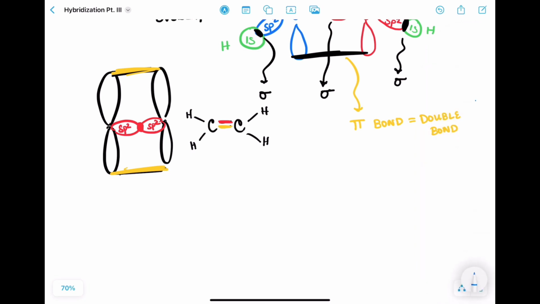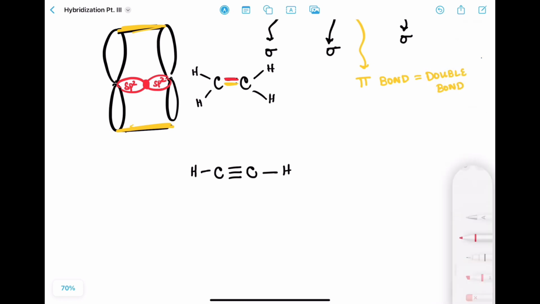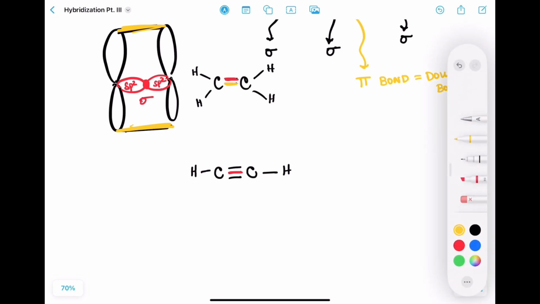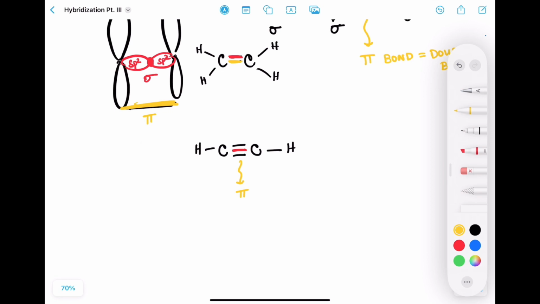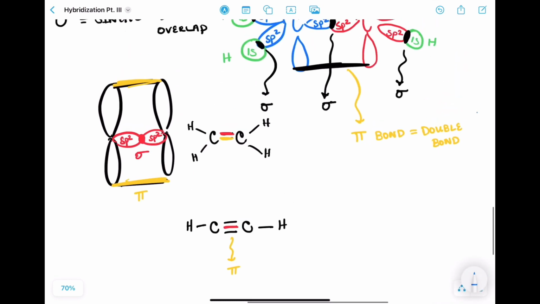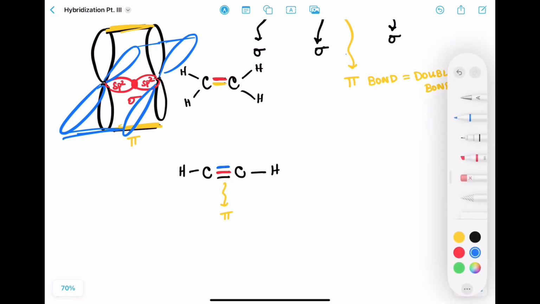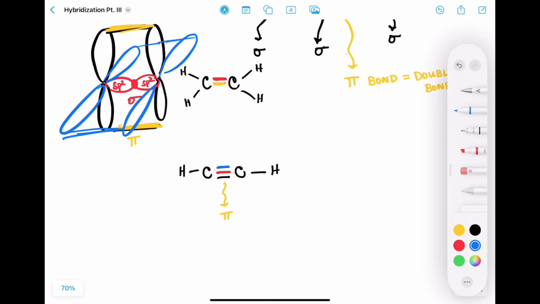So let's actually, for clarity, do this to flesh out this concept a little bit further. What this will look like is, here is the sigma bond. So this is the sigma bond. The yellow is the pi bond. And then we would need another pi bond. Let's put it in blue, going in a different direction. So those would form that third bond in the triple bond, the second pi bond.